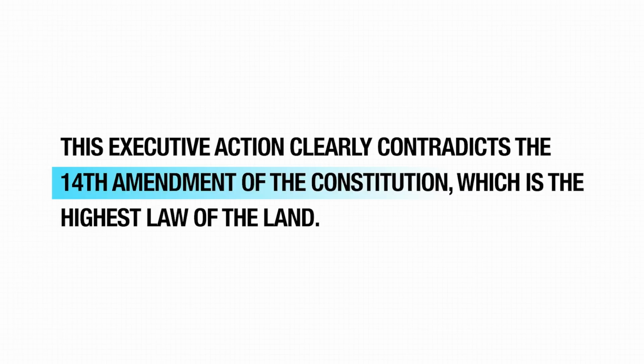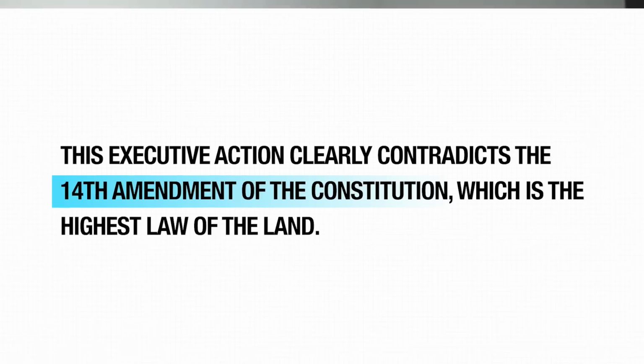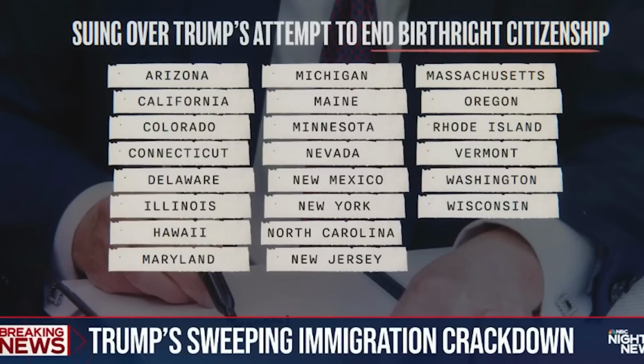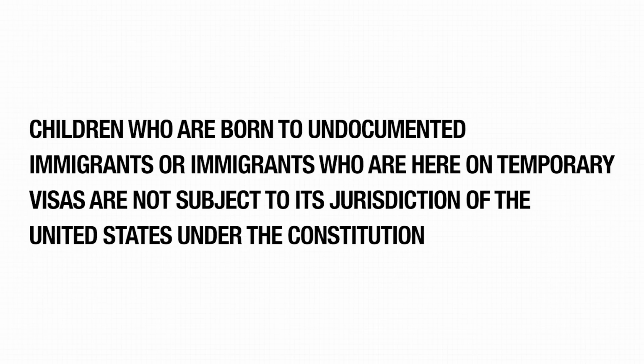This executive action clearly contradicts the 14th Amendment of the Constitution, which is the highest law of the land, and it certainly is superior to an executive action. 22 states have already sued the government on this new take on ending birthright citizenship. President Trump has argued that children who are born to undocumented immigrants or immigrants who are here on temporary visas are not subject to its jurisdiction of the United States under the Constitution. That's his argument. His argument is that because they came in temporarily and gave birth to children, they are not within the jurisdiction of the United States to be able to automatically be granted U.S. citizenship.